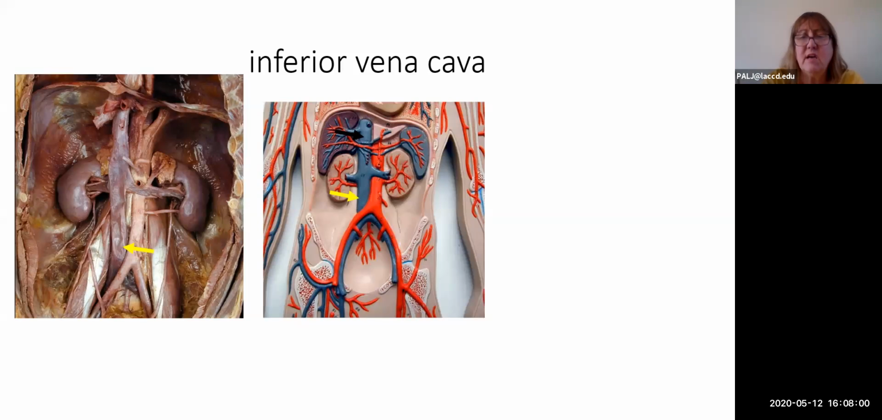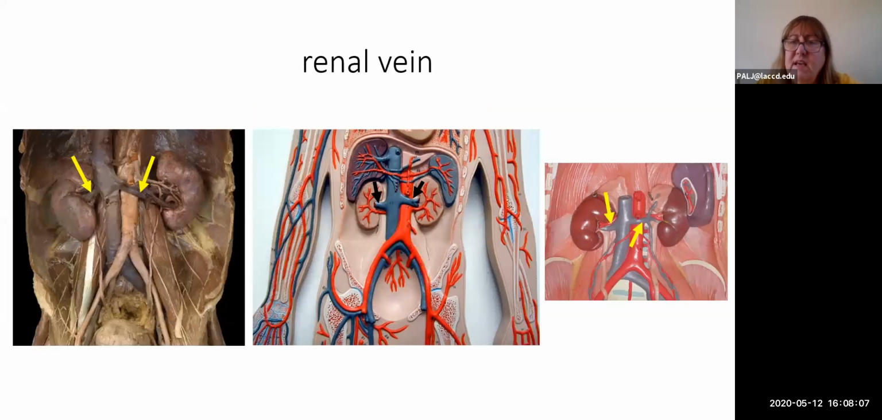However, what we haven't talked about is the blood vessels that are draining all the organs in the abdomen and pelvis. So from the kidneys, we are going to have a right and a left renal vein. Now, if you look on any of these three pictures, like for instance, let's start with the cadaver picture, notice that the inferior vena cava is always to the right of the abdominal aorta. The abdominal aorta is exactly in the midline. It's just anterior to the bodies of the vertebrae.